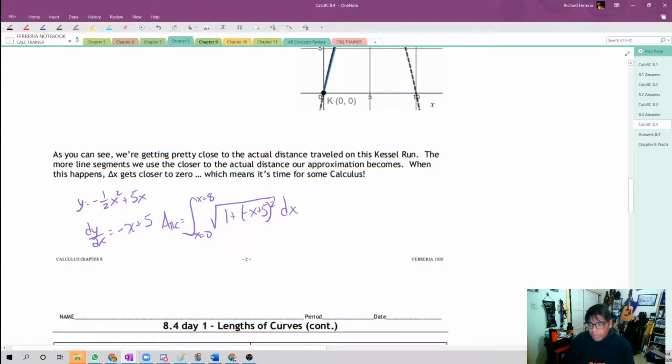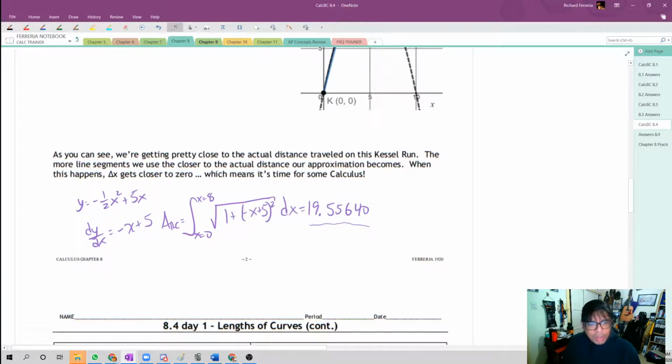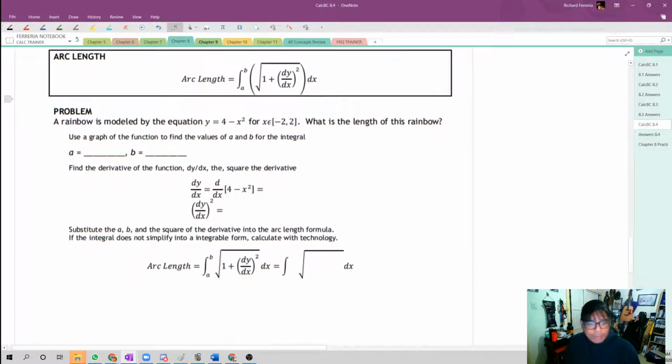Let's compute that real quick. Yeah, that's 19.55640. So you can see again the difference here between 4 line segments and the smooth curve is not very much. I would imagine if we had 5 or 6 line segments, our precision would be really, really good.